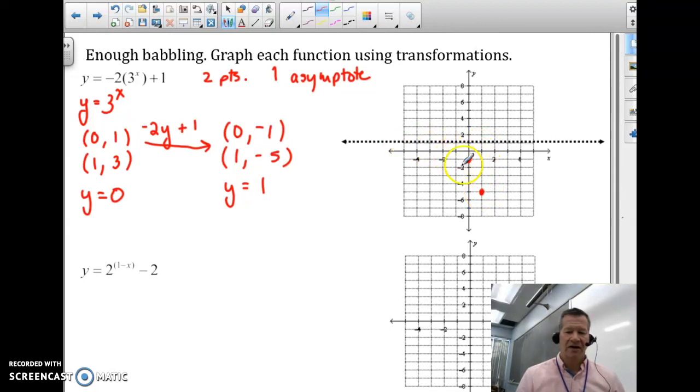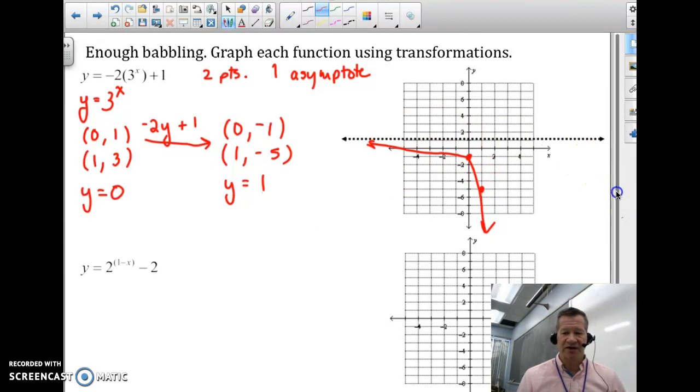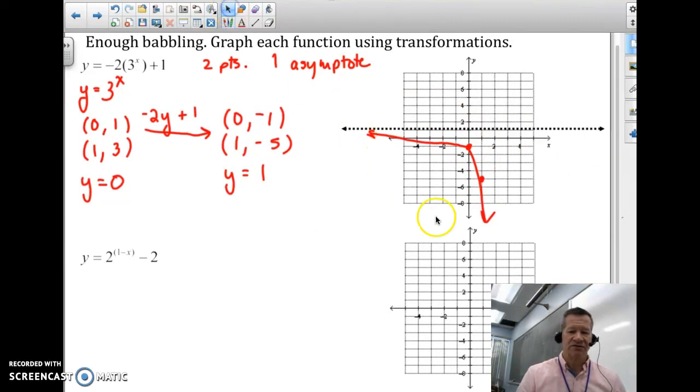So I have to go through these 2 points, so it's going to have to decrease, and then it's going to have to approach the asymptote. So this graph is going to look kind of like that. Okay, approach the asymptote and then come through those points. The reason that it flipped upside down is because we multiplied by a -2. It also stretched it a little further away from the asymptote, but then the graph was moved up 1. So instead of the asymptote being at y equals 0, it was at y equals 1.